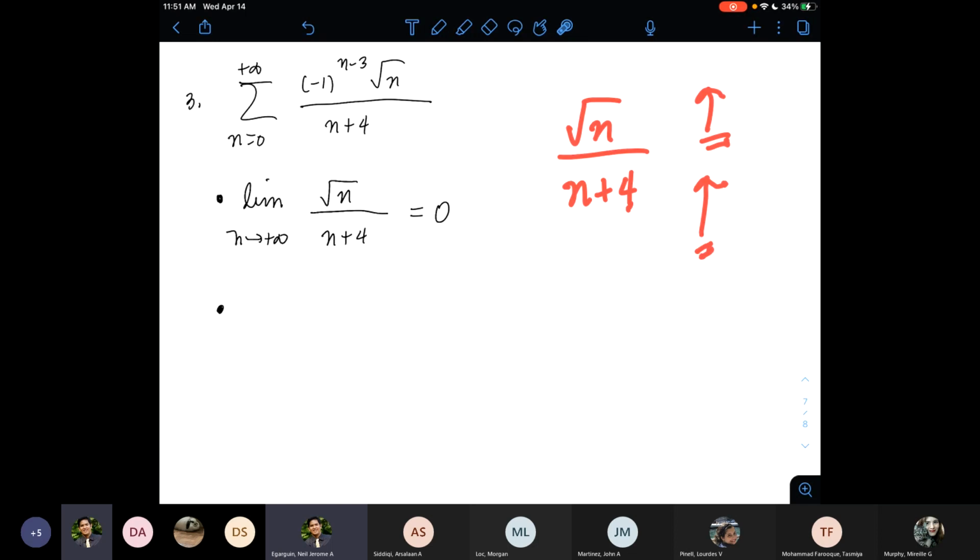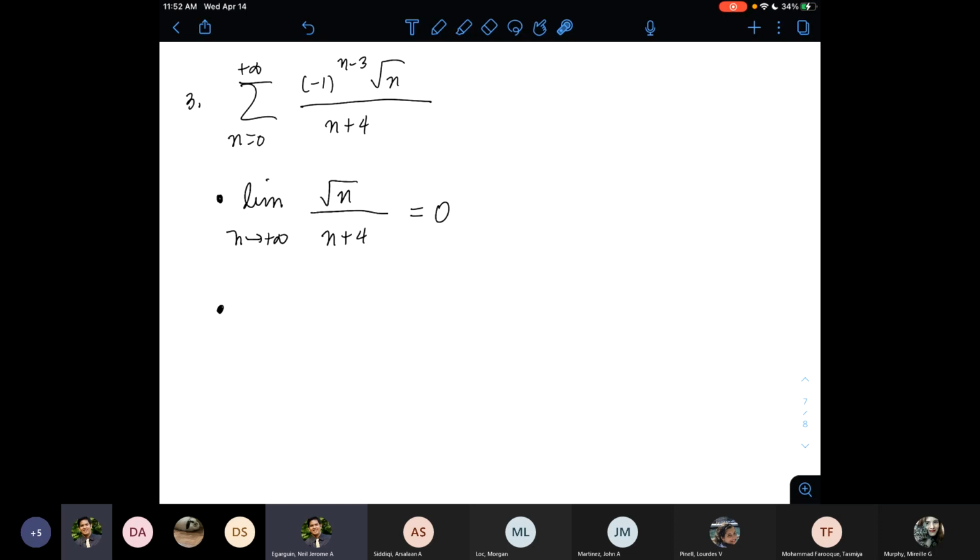If the numerator is fixed and the denominator is increasing, that means the fraction will decrease. But if they both increase, I don't know what will happen. It's not clear to me if the new fraction will be larger or smaller. And for those instances, I want to see some work to prove that root n over n plus 4 is decreasing.